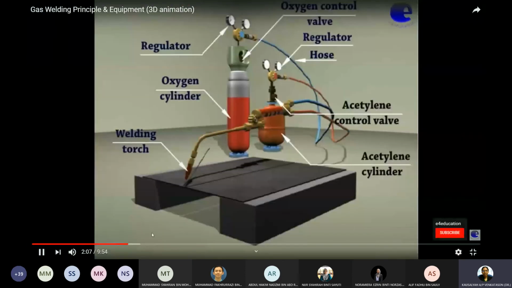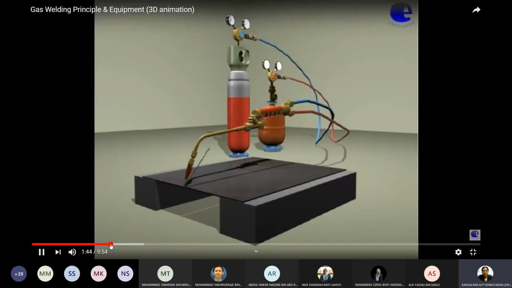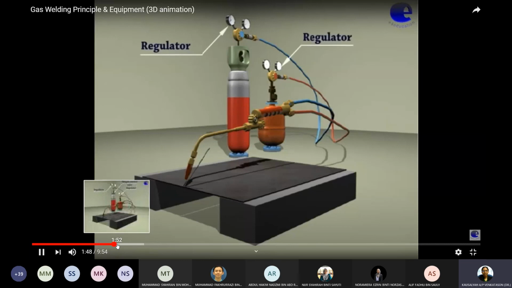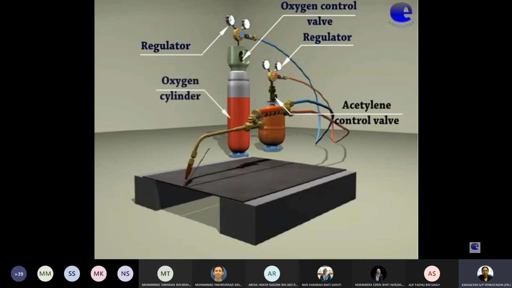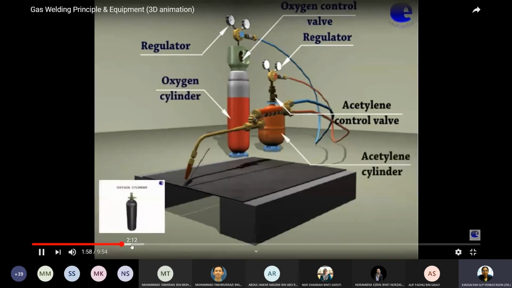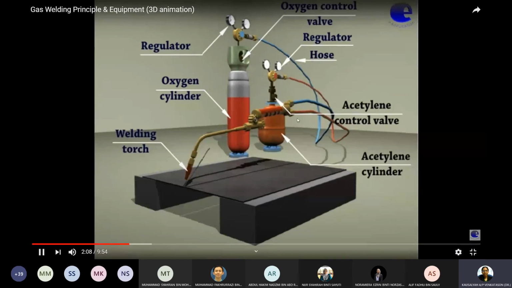Used in oxyacetylene welding. Oxyacetylene welding equipment is as follows: regulator, oxygen control valve, acetylene control valve, oxygen cylinder, acetylene cylinder, hose, welding torch. These are all the equipment commonly used in oxyacetylene welding.